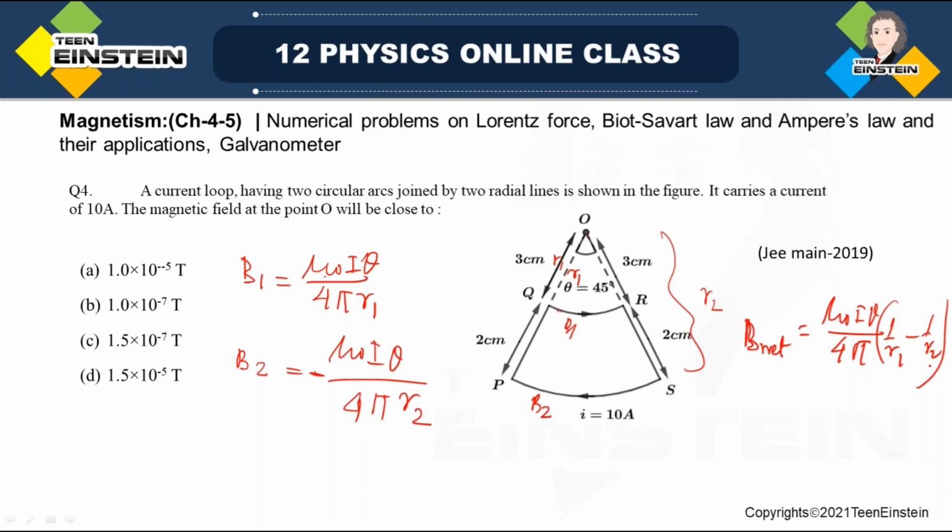Okay, so theta is 45 degrees, and 45 degrees is nothing but pi by 4 radian. So this is what you have to use for both of them. And if you put this, mu by 4 pi is 10 to the power minus 7. I is 10 ampere. Okay, 10 ampere. Sorry, this is theta.